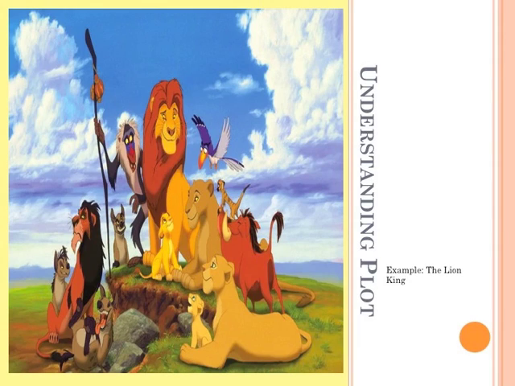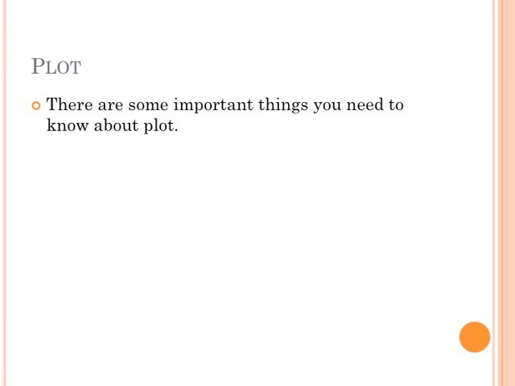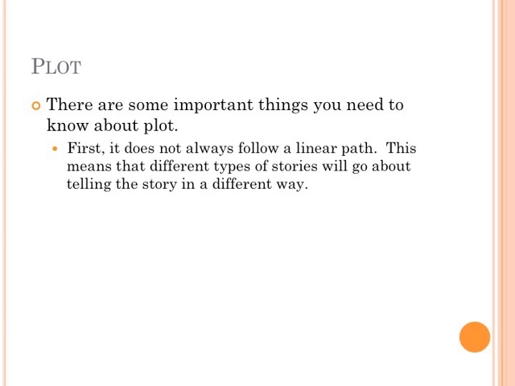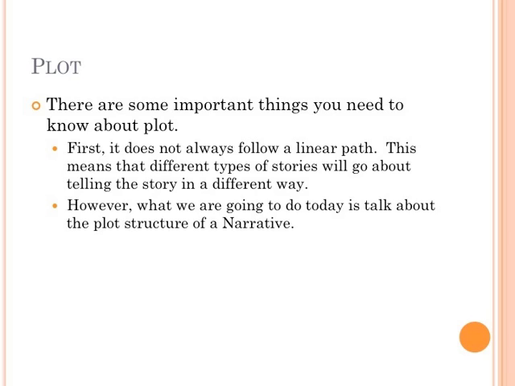So today we're going to be understanding plot, and as an example we're going to be using The Lion King. There are some important things you need to know about plot. The first being that it doesn't always follow a linear path. This means that different types of stories go about telling the story in a different way. There are also different types of plot structures.